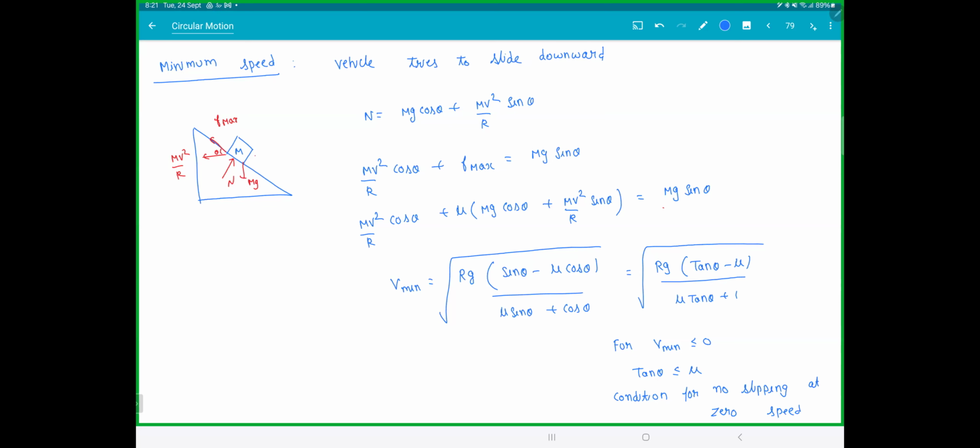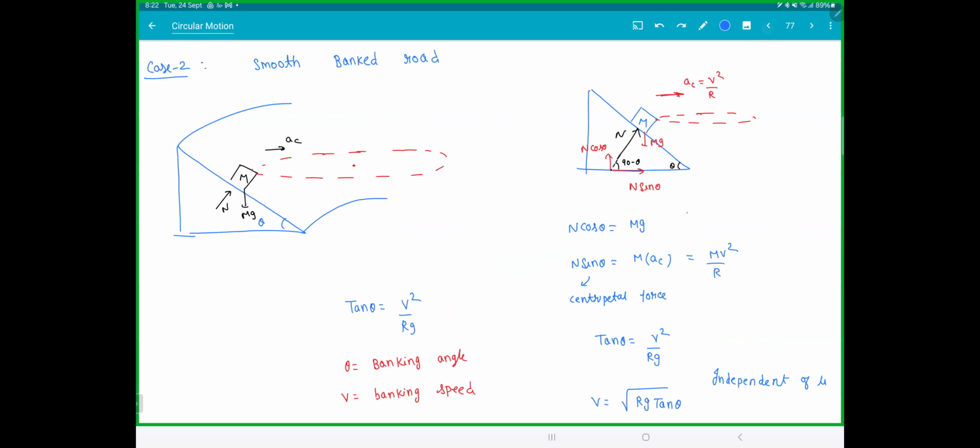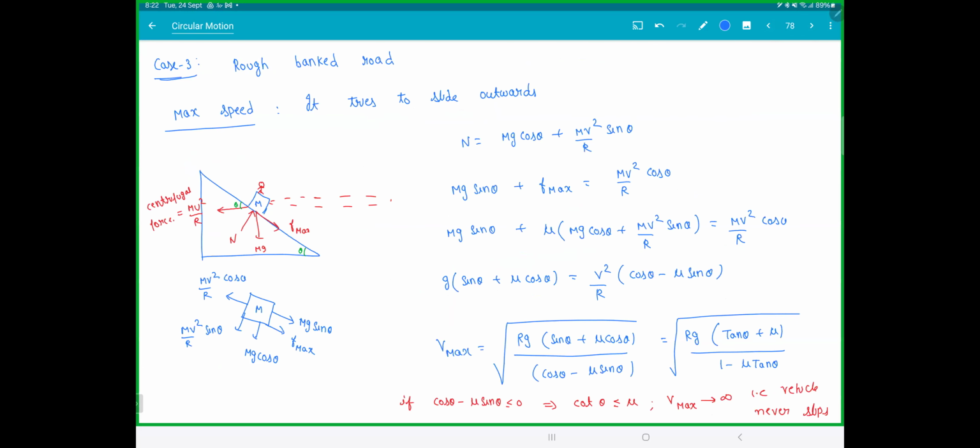So if you have a banked road with friction, then you get a speed limit, V max and V minimum. Generally, when people build the roads, they make sure the minimum speed is 0. So if you have a rough banked road, you won't get a single speed, but you get a range of speeds where you're safe. This is what I said. On a banked road, the friction becomes a safety factor. Check it out. So these are the 3 cases. The first case, it's a rough road with no banking. Second, a smooth road, but there's banking. Third is a combination of both, a rough banked road.